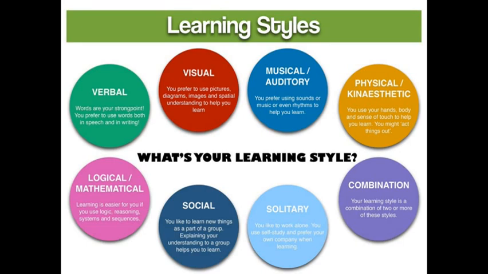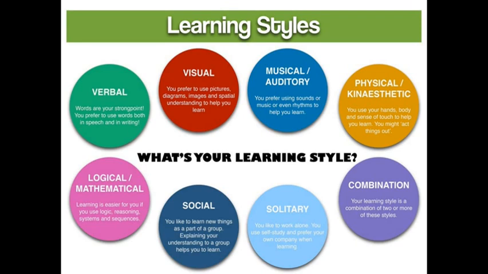Visual. You prefer to use pictures, diagrams, images, and spatial understanding to help you learn. Next, musical, auditory. You prefer using sounds or music or even rhythms to help you learn. Next, physical, it means kinesthetic. You use your hands, body, and sense of touch to help you learn. And you might act things out.